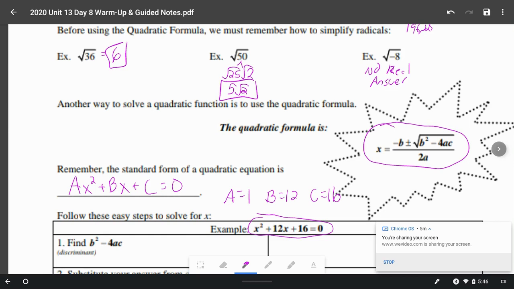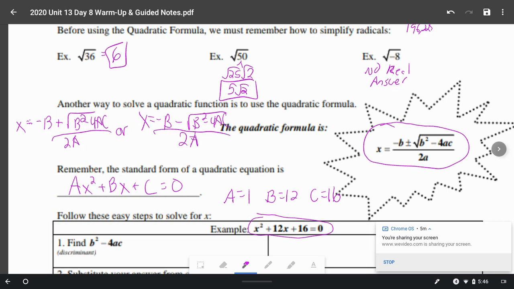So you're going to have two answers. The plus is going to be one answer, and the minus sign is going to be 2 answers. So you could really look at it like this, where it's going to be x equals opposite of b plus the square root of b squared minus 4ac all over 2a. And then your second answer is going to be x equals opposite of b minus the square root of b squared minus 4ac all over 2a. So there's going to be 2 answers here.